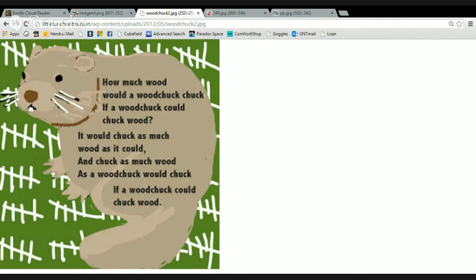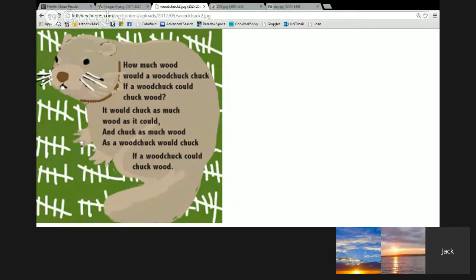Oh, the whole thing? Okay. I think you can do it. How much wood would a woodchuck chuck if a woodchuck could chuck wood? It would chuck as much wood as it could, and chuck as much wood as a woodchuck could chuck if a woodchuck could chuck wood. Good. Once again, the only issue is you were a little tight on your oo sound. You want to make sure it's a short sound.